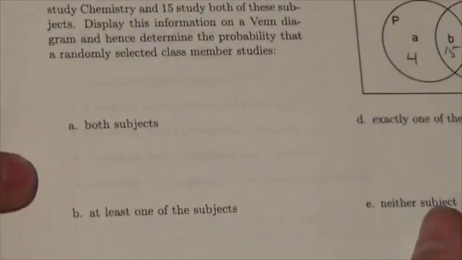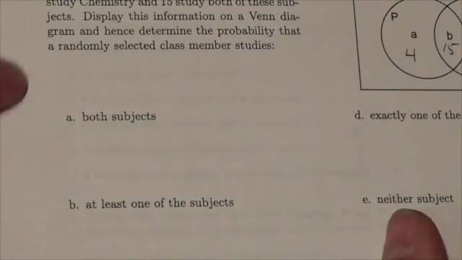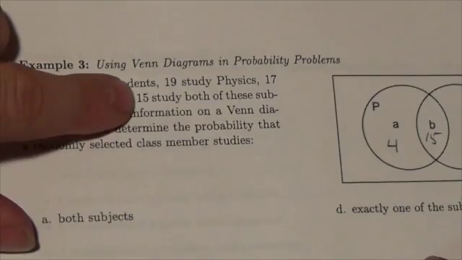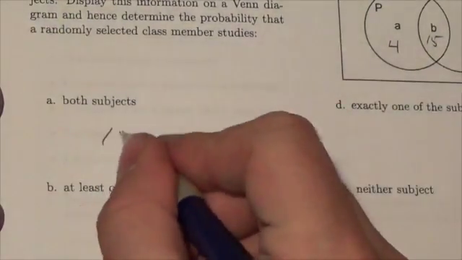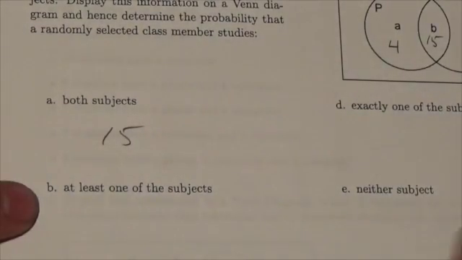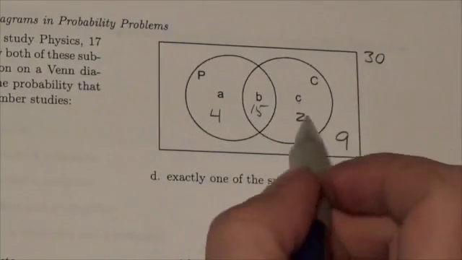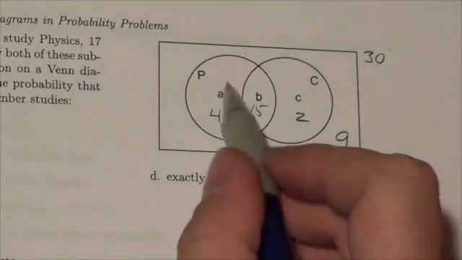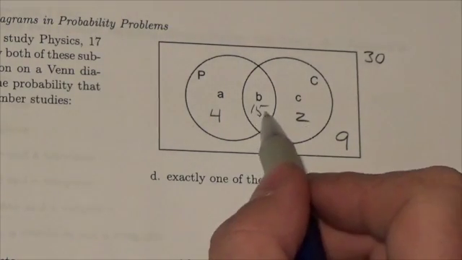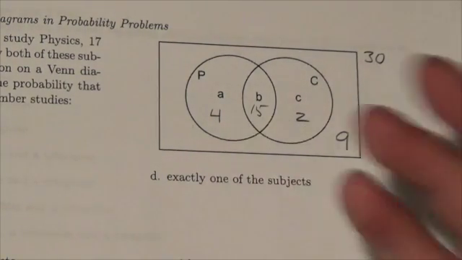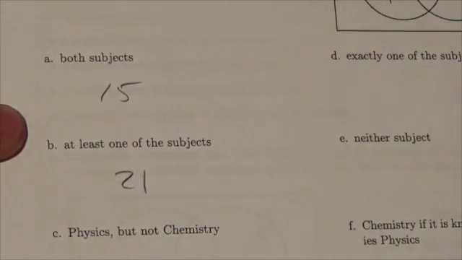Now let's take a look at the questions we're being asked here. How many study both subjects? Well, that's not even a terribly hard question, because the question tells us right there, 15 study both. So that shouldn't take any effort at all, 15. B says at least one of the subjects. Well, that's this group right here. That includes people that study just physics, just chemistry, or both. And we'd already previously looked at this and realized that that covered 21 people.